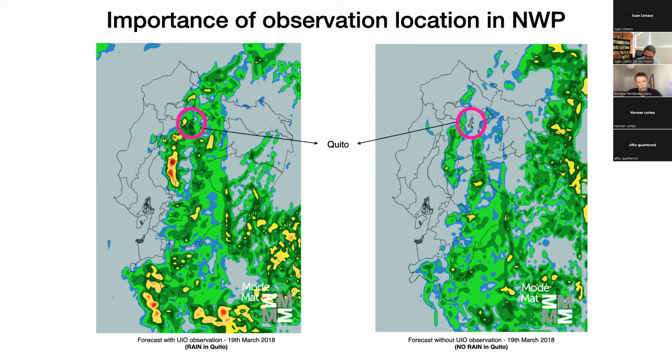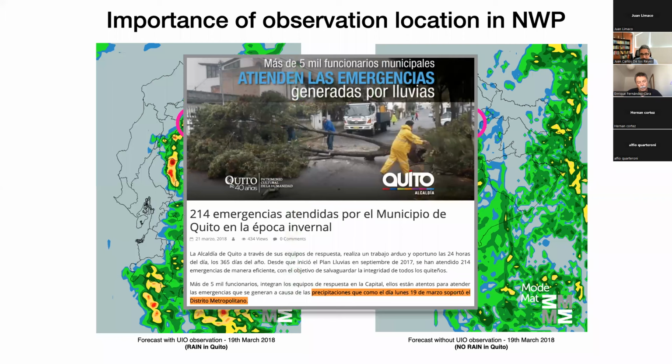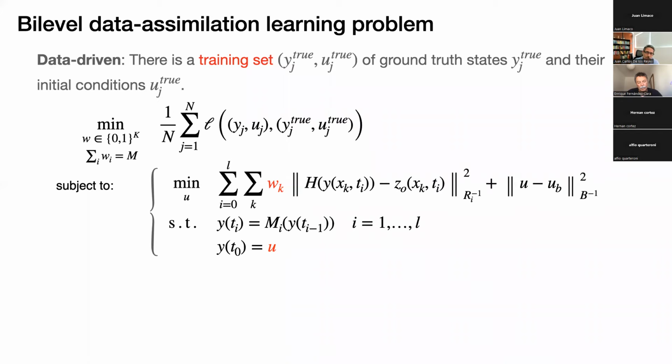And what happened actually that day in Quito was that there were 214 emergency calls because the rain was so heavy that it was really a risky situation, and the emergency services had to attend several difficulties that day. So the idea is you have to be clever about choosing the location of where to observe and when to observe to get a better reconstruction.